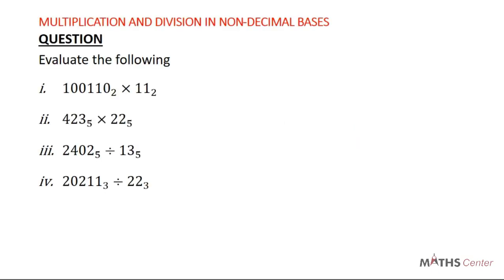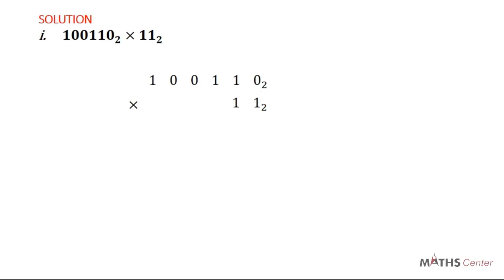So the question is telling us to evaluate the following, and we have been given 4 questions here. So we pick them one after the other and see how to go about it. So we pick the first question. We have 100,110 base 2 times 11 base 2.